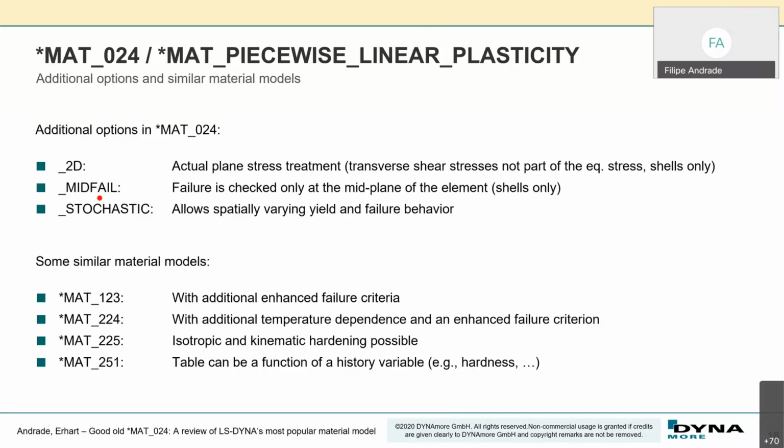Of course, this is only valid for shell elements. And the stochastic function allows you to make a variation of the yield and failure behavior inside of your structure. So you might have at one point more or less yielding behavior or more or less failure. This is something that you can do with the option stochastic.